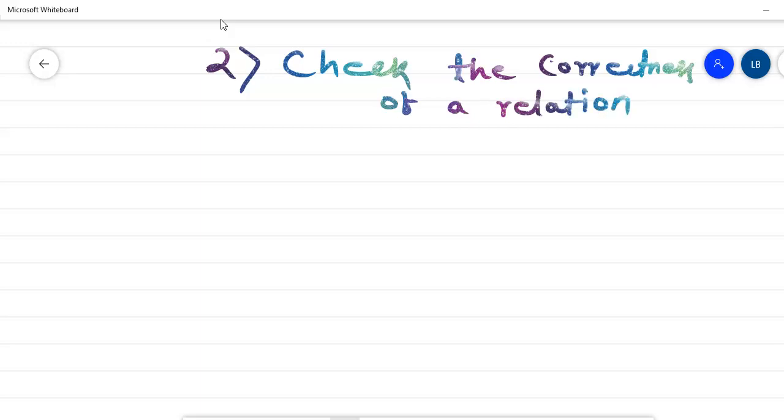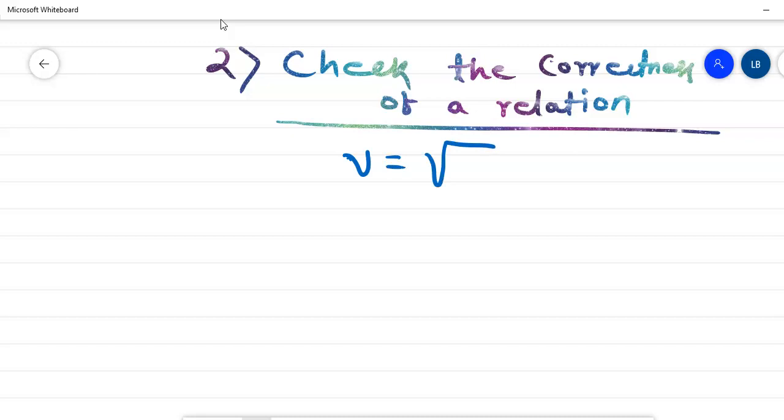Okay. So how to solve this? In this question, you will be given a relation. So what is the relation? If I say velocity is equal to root over of bulk modulus, which is volumetric stress divided by volumetric strain, divided by density. This is the relation given. And the question asked will be whether it is correct or not. Prove using the dimensional method, or method of dimensions.